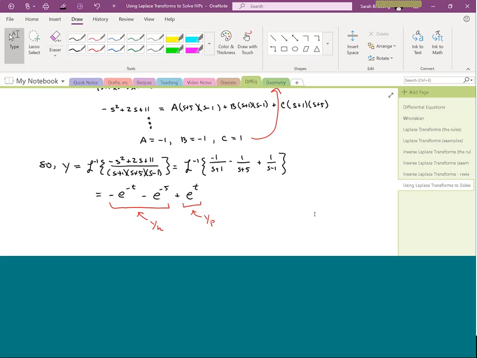So I've got several more examples, but I think we've got time for one more today, and then we'll do the rest of the examples next time.